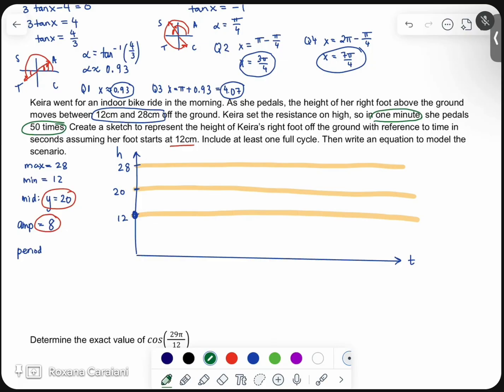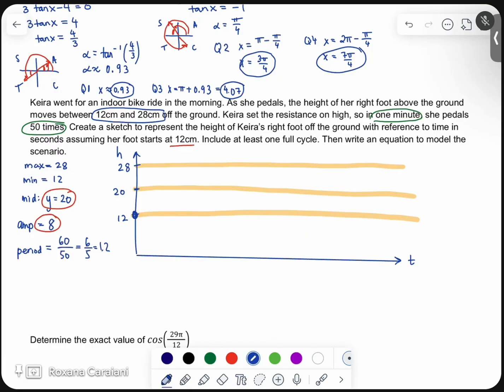So I need to take that 1 minute, which is 60 seconds, and I have to split it into 50 little chunks. And then I want to know what the length of each chunk is, which means if I want my period, I'm just going to divide 60 seconds by the 50 times. That means there are 50 cycles in 60 seconds. So that's 6 over 5 or 1.2.